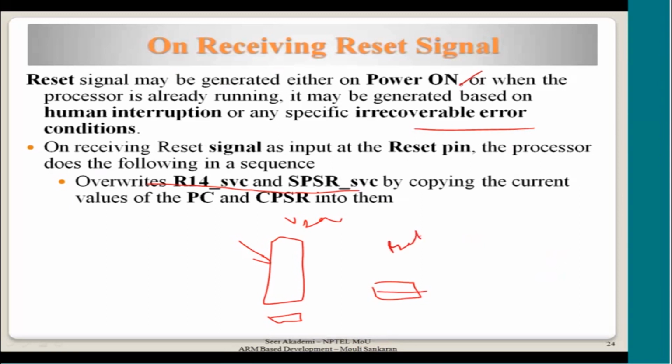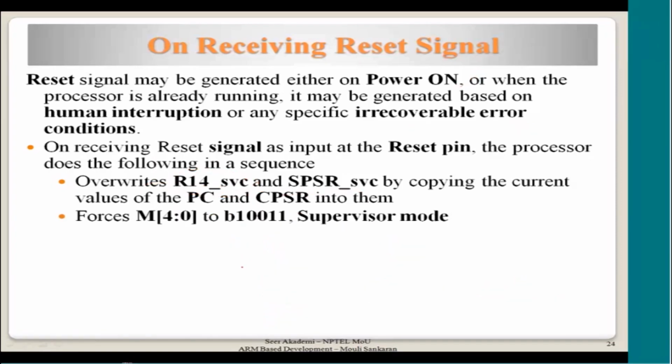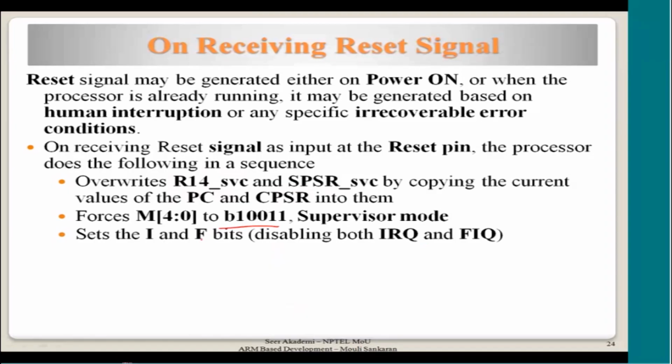In the reset mode, if you remember, it's a supervisor mode, right? So it has an SPSR as well as R14, and R13 is also there. R14 is the link register. This register is loaded with the PC plus 8, not the current instruction. You are executing this instruction, and PC is the instruction plus 8. That is stored here immediately, and then it jumps to the reset vector. Then mode bits are changed to supervisor mode, and both interrupts are disabled.